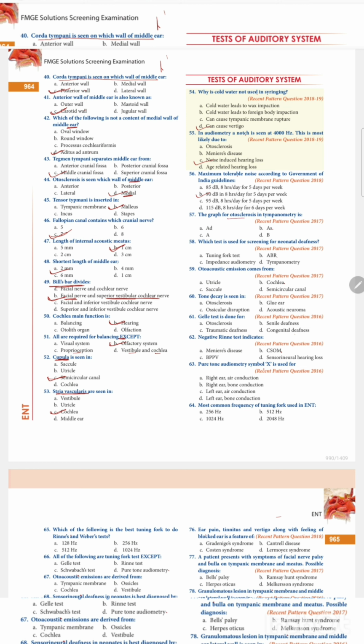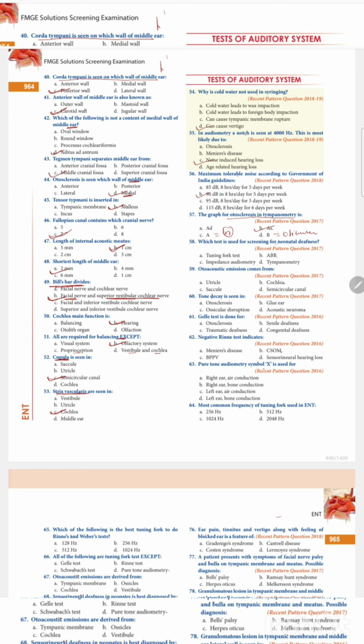The graph of otosclerosis in tympanic membrane is As. Which test is used for B, which is otitis media with effusion? A is the normal.